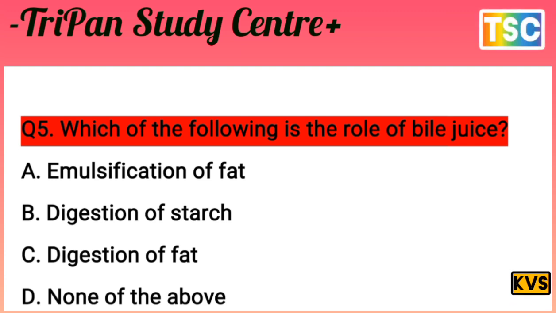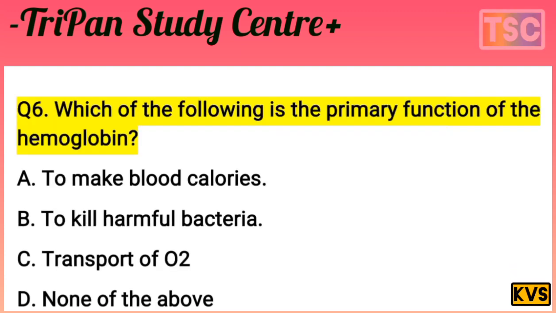Let's see the next question on your screen. Which of the following is the primary function of hemoglobin? A. Make up blood calories. B. To kill the harmful bacteria. C. Transfer of O2. And D. None of the above.